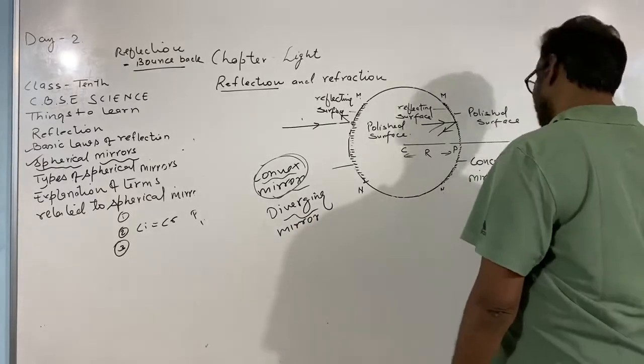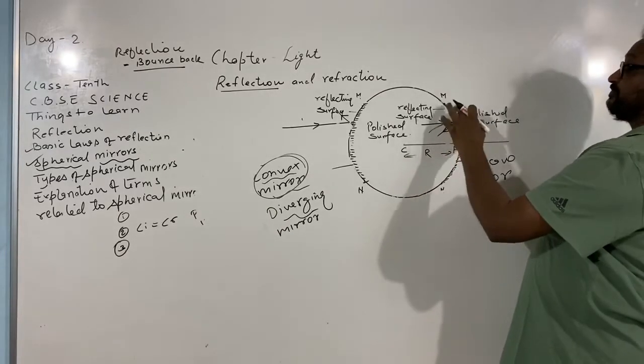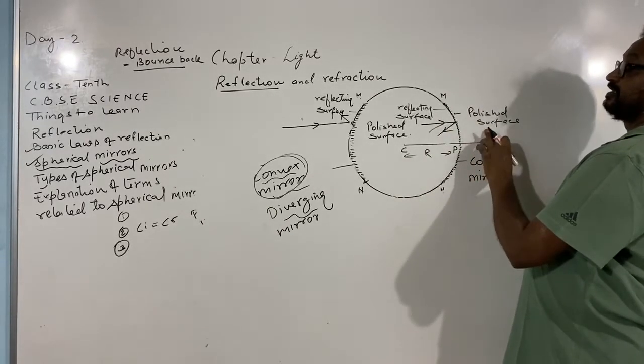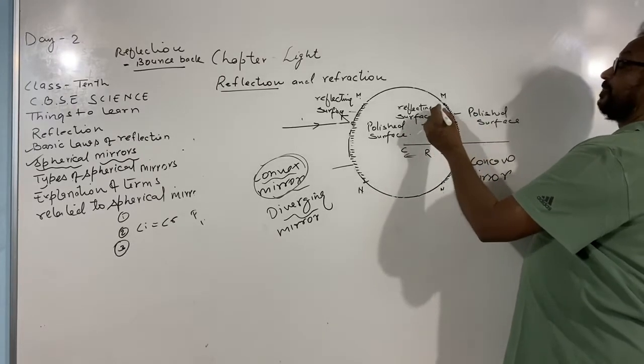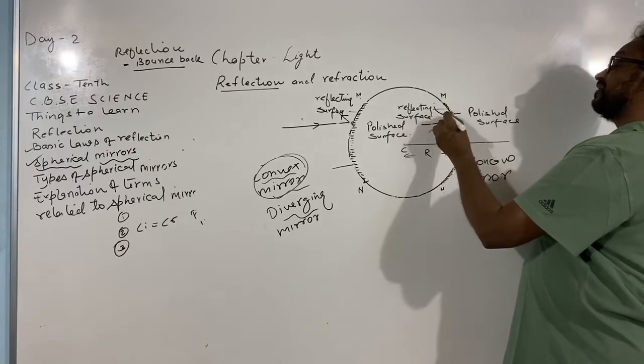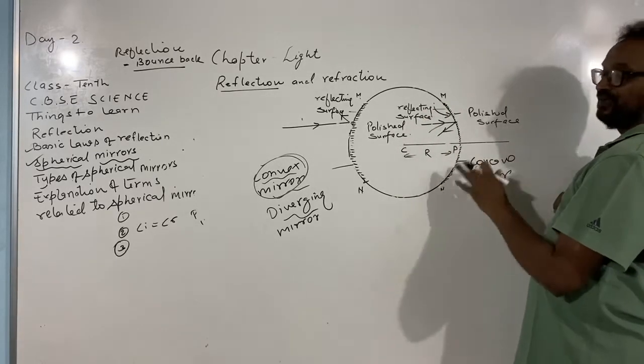On the other hand, a spherical mirror whose outer bulging surface is silver polished and the reflection of the light takes place at the inner curved surface is called a concave mirror.